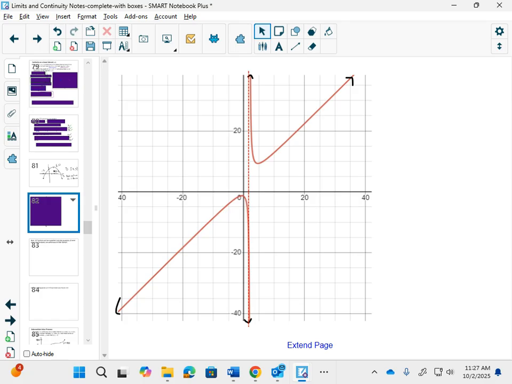So here's the graph that we just did. It is continuous on its domain because left of the asymptote you could draw without lifting your pencil. So that part of its domain, it's continuous. Right of the asymptote you could draw without lifting your pencil. That's continuous on its domain. But it's not continuous on all numbers because there's an infinite discontinuity at x equals 2.